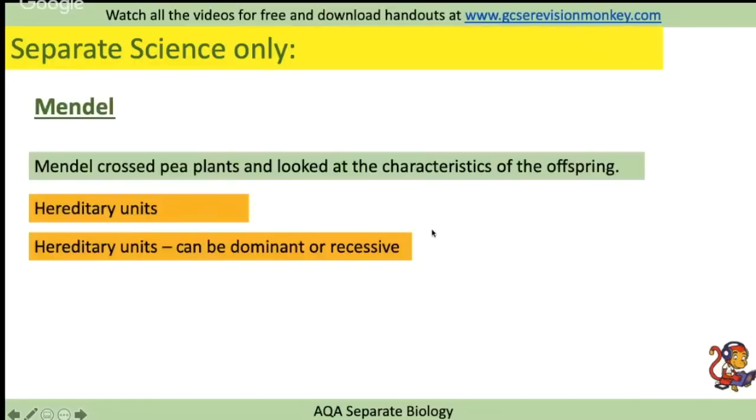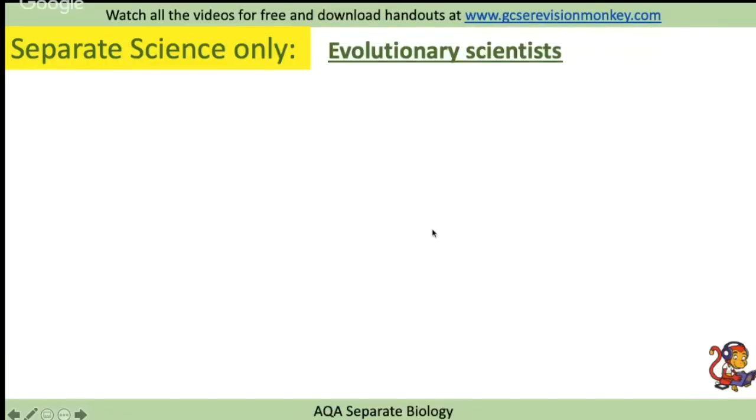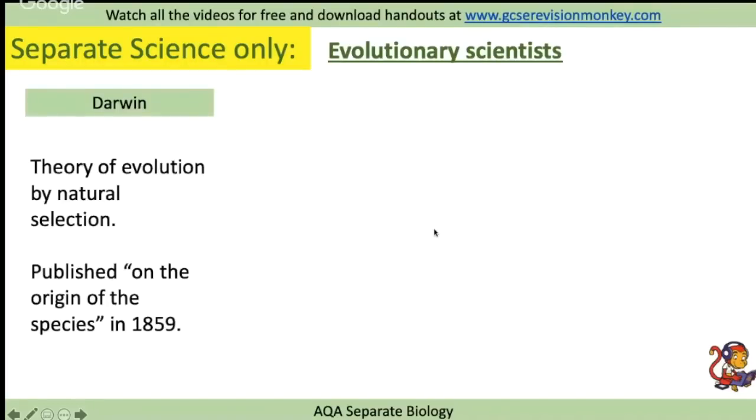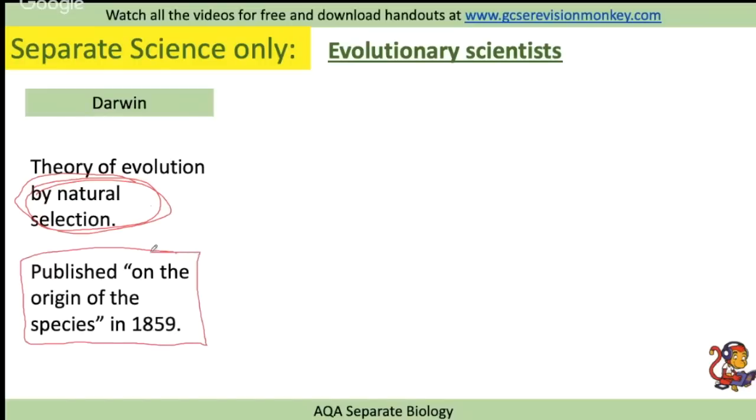Other evolutionary scientists that you need to be aware of. So he was a geneticist, and then evolutionary scientists, we've got Darwin. He came up with a theory of evolution by natural selection that we talked about in detail earlier. And he went around the world studying different animals and plants and published his theory about evolution, which was quite controversial at the time because there was very little evidence. Okay, he had some fossils and things like that, but the main evidence was quite difficult for him to prove to other people. And he published a book called On the Origin of Species in 1859.